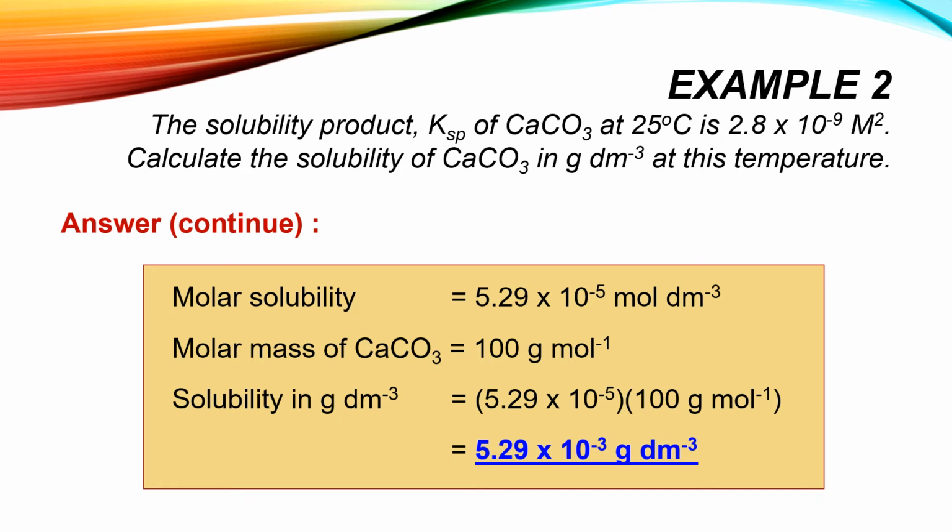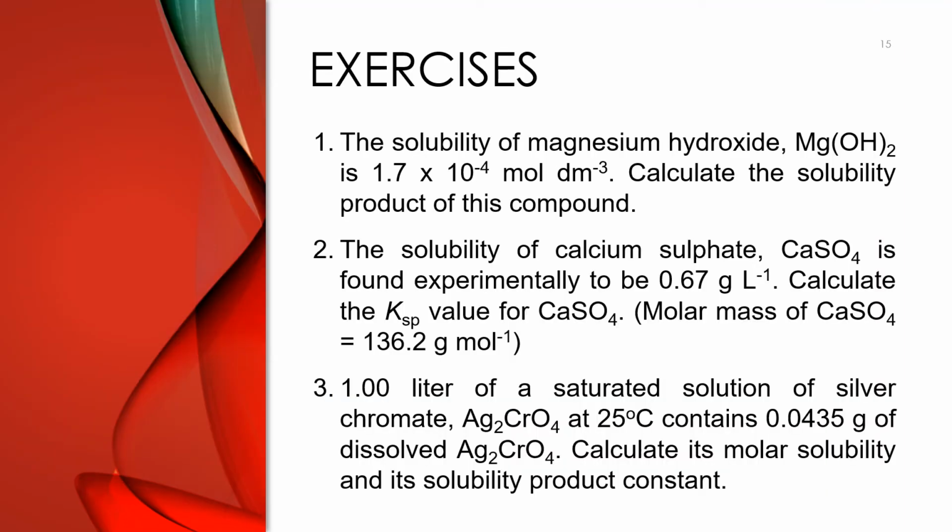To determine the solubility in gram per dm cube, the molar solubility is multiplied with its molar mass. Thus, it will obtain 5.29 exponent negative 3 gram per dm cube. You can try to answer more exercises to improve your understanding.